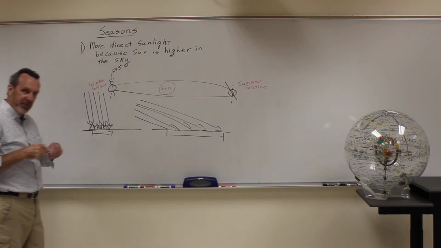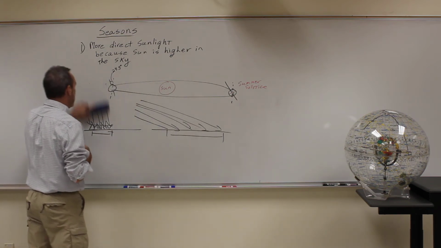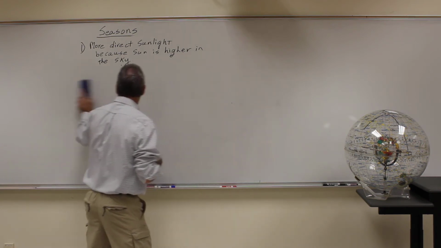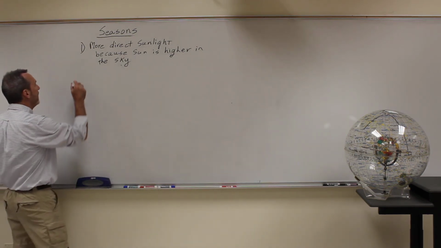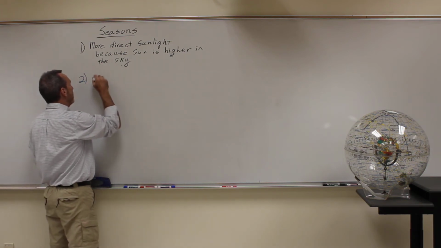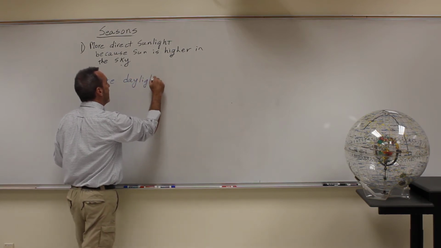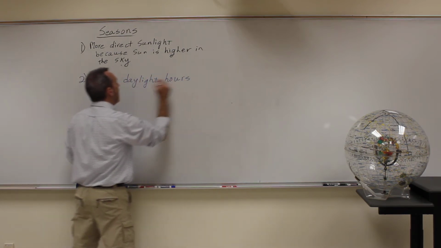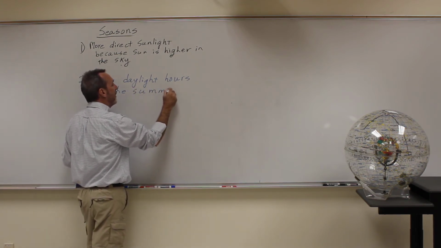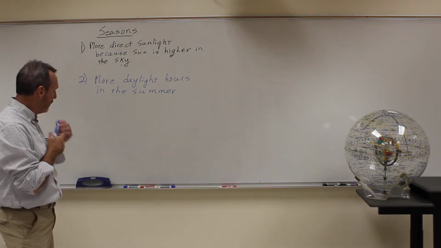The second reason we already talked about, but when do we have the longest days? We have the longest days in the summer too. So even with the light more direct, we also have more hours of daylight. So there's more time to absorb that energy coming from the sun. And less time in the winter.